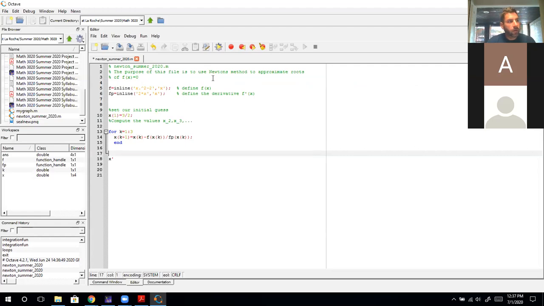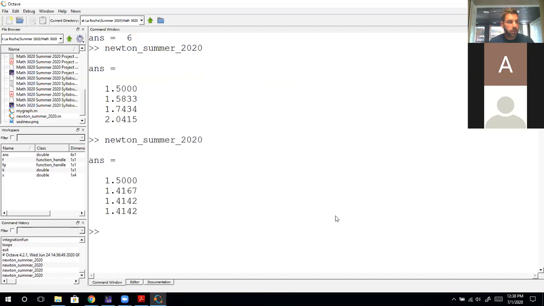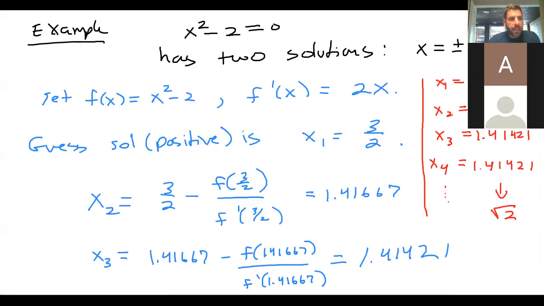So now if I run it again, I'm going to get a column. And look, is this not exactly what we got when we did it by hand? Let me see if I can share that. If I go back to my whiteboard, that's exactly what we got when we did it by hand, right over here. So now we're confident that our code is working properly.